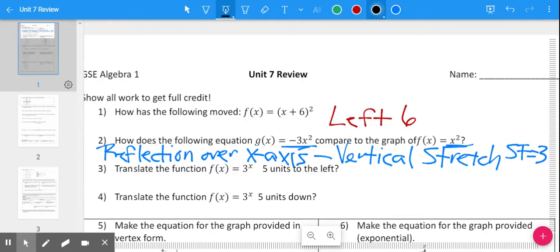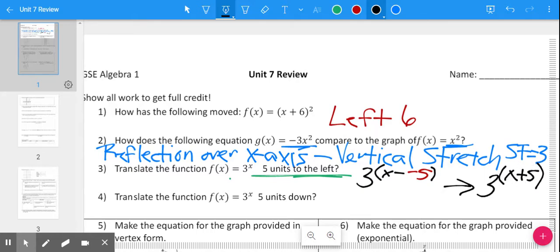The next one says it wants us to translate the function 3 to the x 5 units to the left. So because we're moving to the left, it's going to affect the x values, and the x values are inside the parentheses. So we have 3 to the x minus negative 5. So remember, when you minus a negative, you're actually adding. So this would be 3 to the x plus 5.